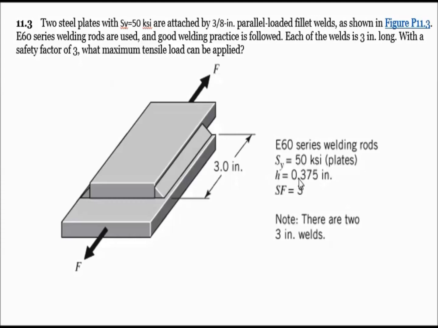H is equal to 0.375, or 3/8 inch. Safety factor is equal to 3. And we'll note here there are 2 of these 3-inch welds, so that's going to be important as we're solving this problem.